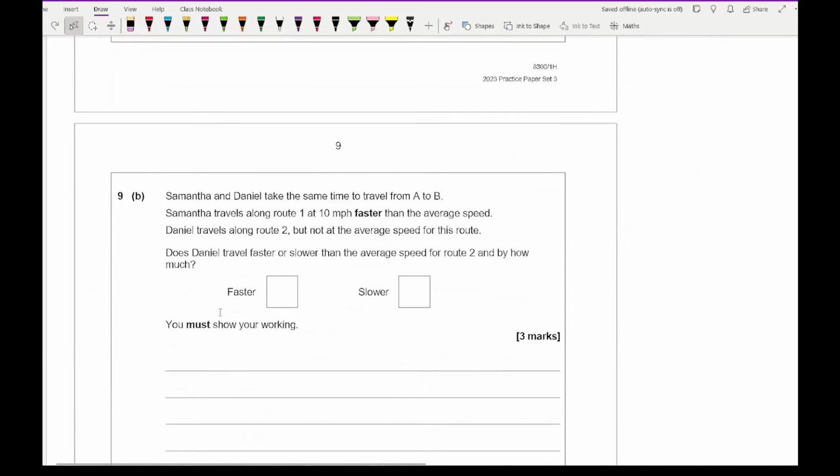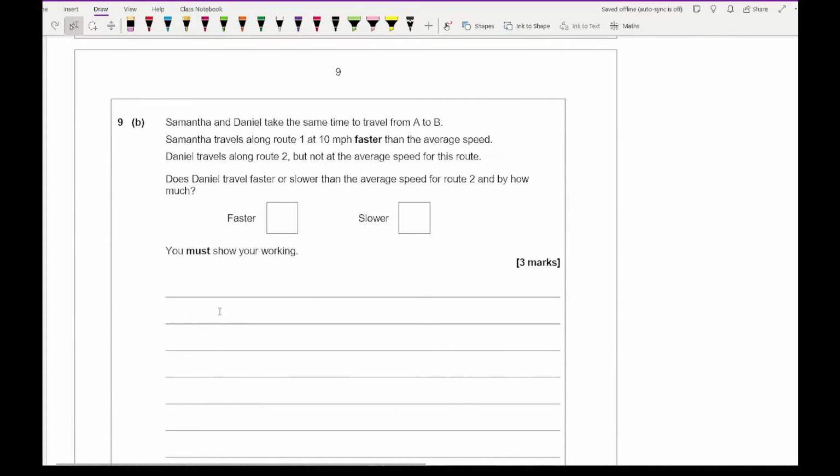Moving on to question 9b, it says Samantha and Daniel take the same time to travel from A to B. Samantha travels along route 1 at 10 miles per hour faster than the average speed. Daniel travels along route 2 but not at the average speed. Does Daniel travel faster or slower than the average speed for route 2, and by how much? So for this, we need to start by looking at Samantha.